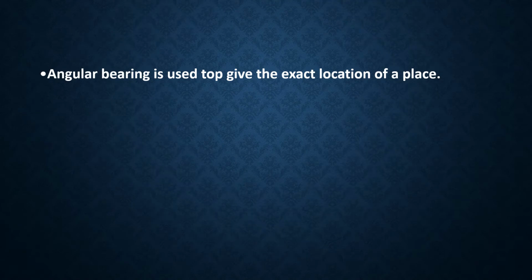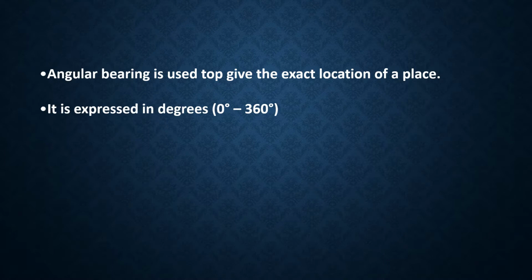There are several things that we need to take into mind whenever we are doing angular bearings. First thing, we need to understand that angular bearing is used to give the exact location of a place. It's more exact than the compass direction, right? Secondly, it is expressed in degrees. Now we normally read our bearings in a clockwise direction from 0 degrees all the way around to 360 degrees. So it's a full circle in which we are carrying out this exercise.